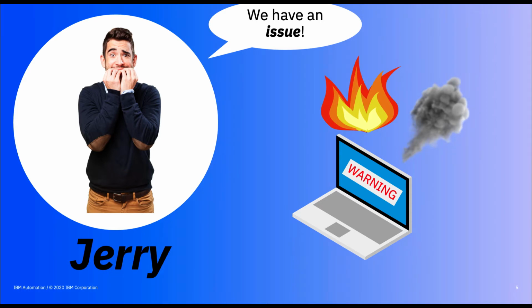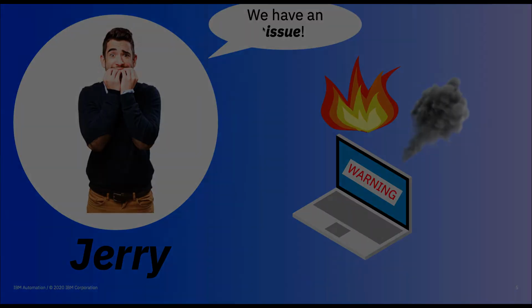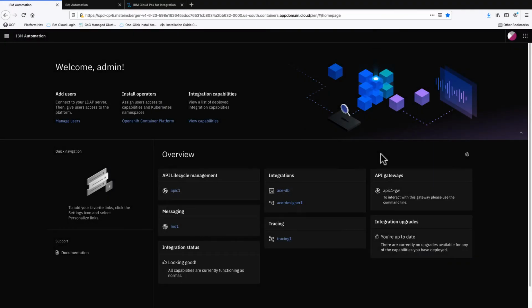Julia, on the other hand, isn't too worried about the situation. She knows exactly where to go to gain visibility into her integration capabilities. She quickly logs on to OpenShift Container Platform to save the day. The first step in Julia's journey to try to debug the invoicing application is pulling up this screen right here, which is called the Platform Navigator.